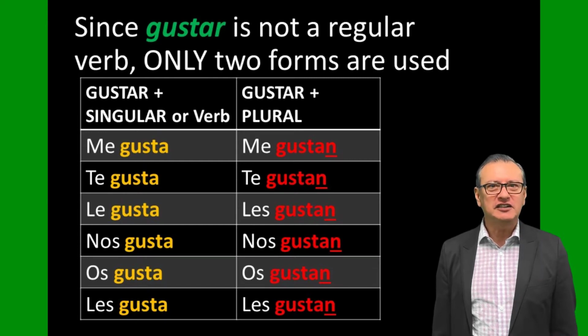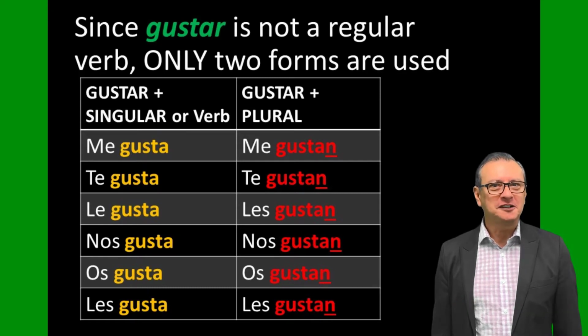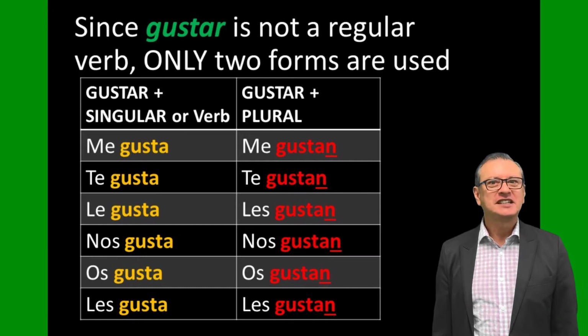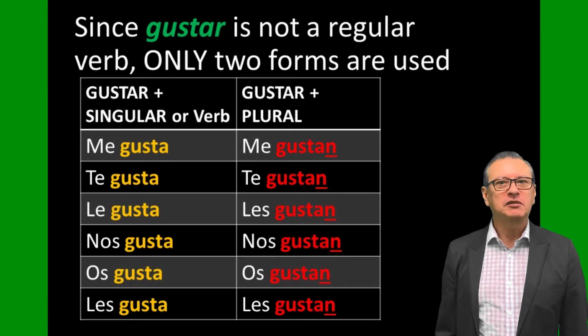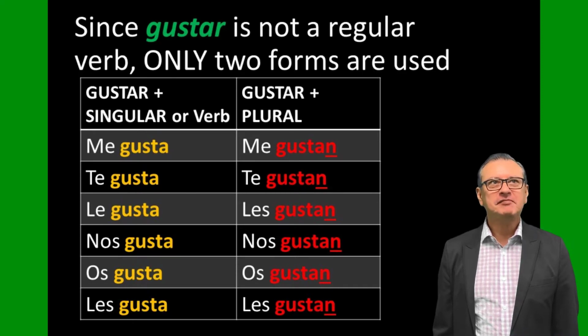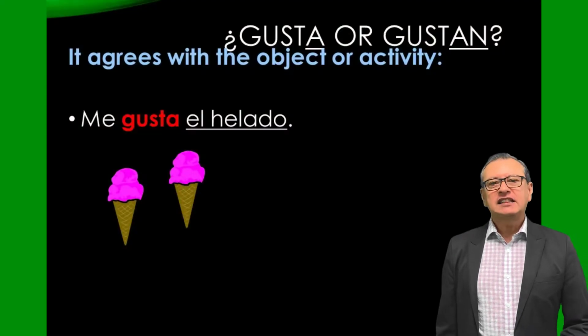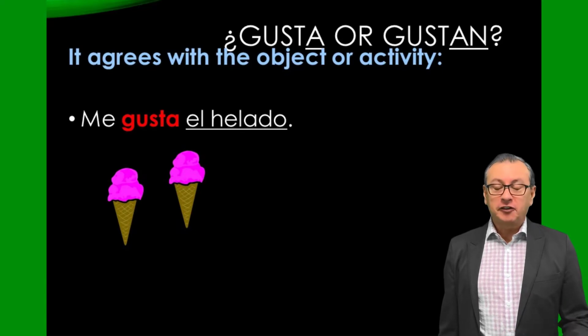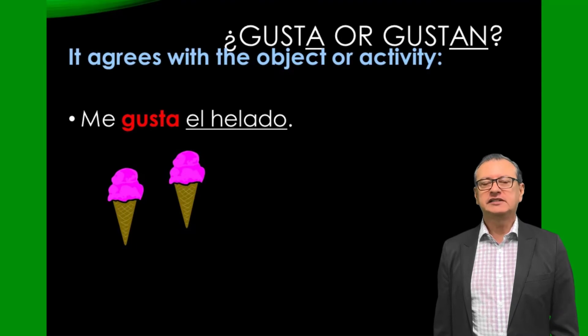Take a look at the list of these verbs. Me gusta for singular, me gustan for plural, and so on with the list. Let's take a look at some examples that we might use in Spanish. In Spanish, the gustar verbs or verbs like that must agree with the object, or with the activity.